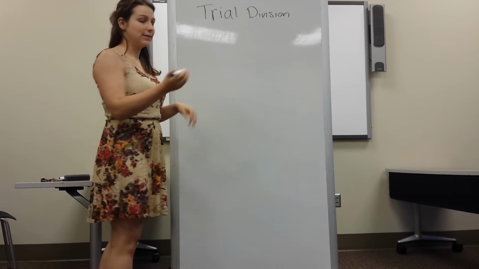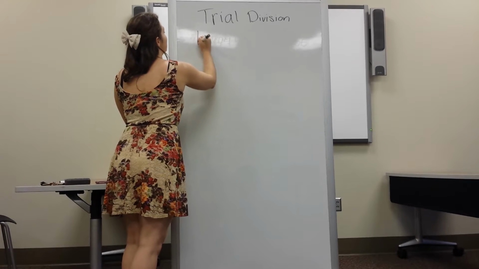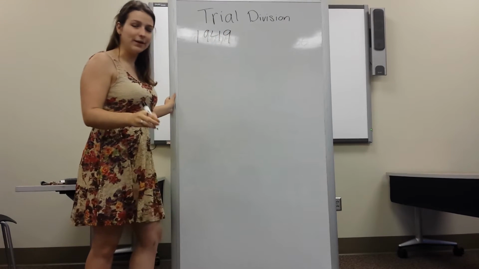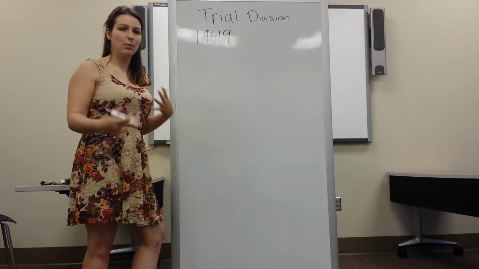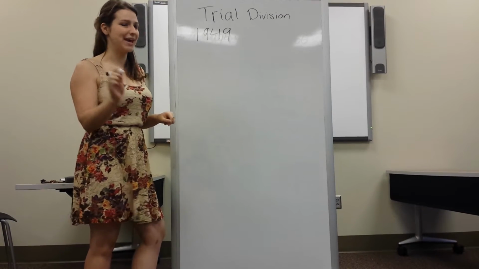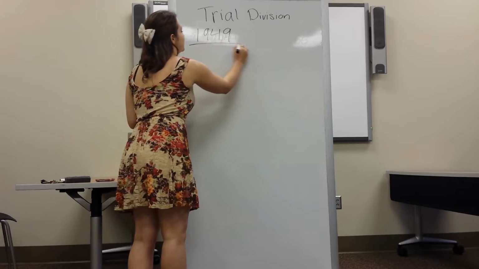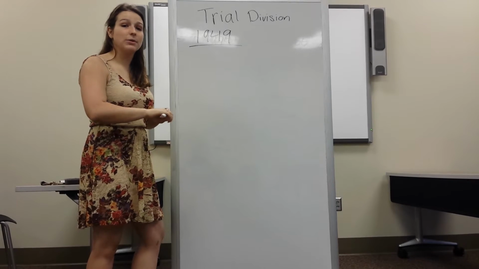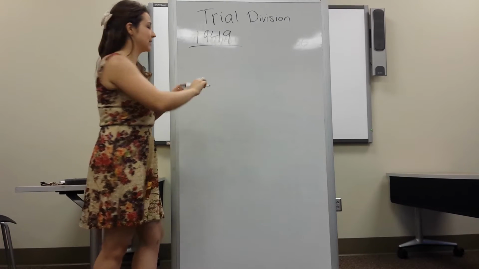But some numbers, like the number we're going to try out today, 1949, are pretty big. I don't think anyone can just guess and say whether or not that's prime or composite. So with trial division, we get to use the calculator. What we're going to do is try every number we know to see if the numbers go into 1949. All right, so let's get started.